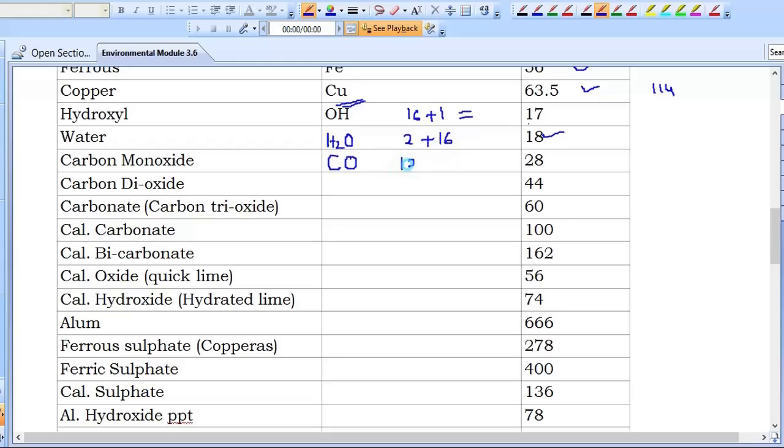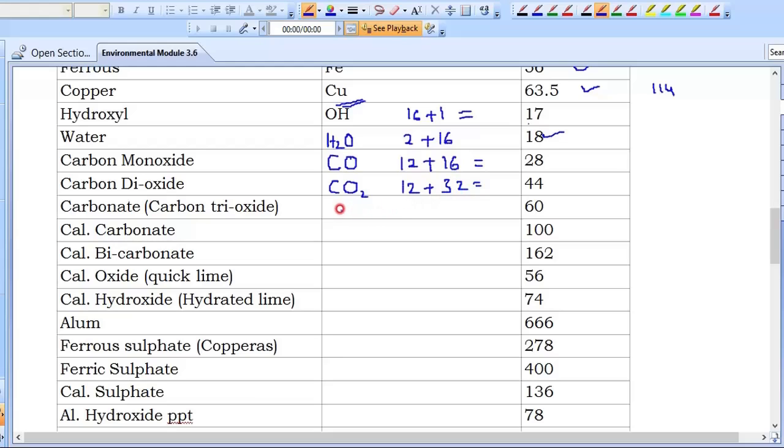Carbon monoxide: carbon 12, oxygen 1 into 16, therefore it is 28. And carbon dioxide, CO2. Carbon is how much? 12 plus oxygen is 16, 16 into 2 is 32, that is your 44.